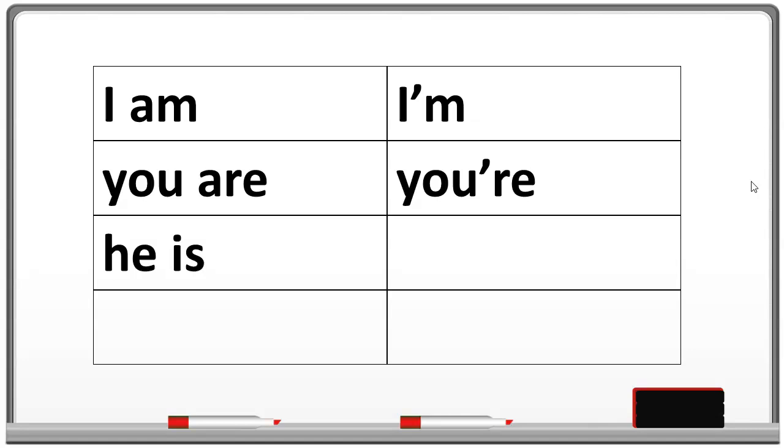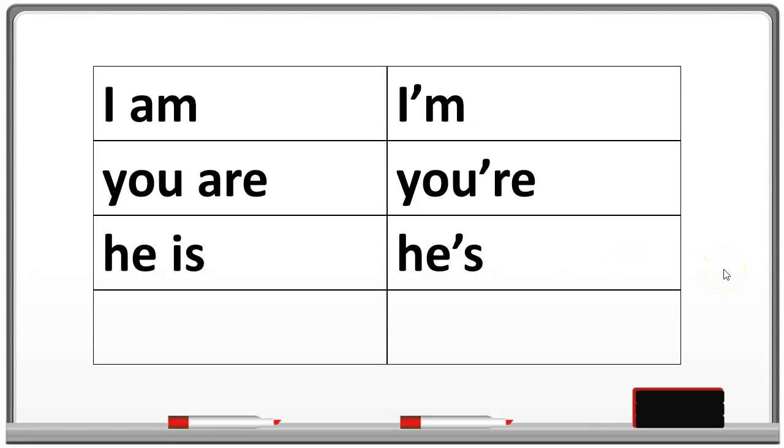The next one we learned was he is. He. Notice the vowel sound. He. And then the vowel sound here. Is. He is. He is. The contraction is he's. Notice the pronunciation of the S. Z. He's.